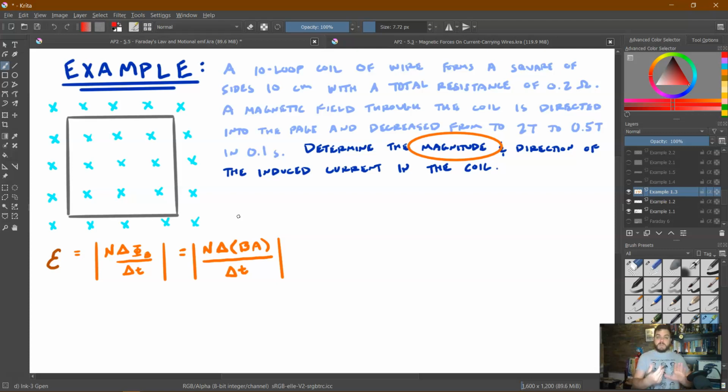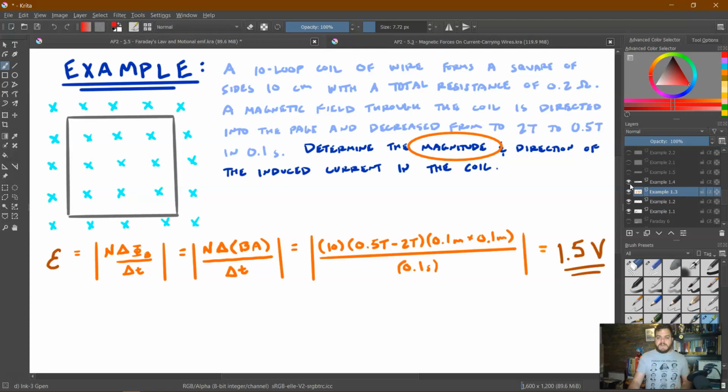Now these are arranged perpendicularly here, so in this case cosine theta will just be 1. So we just have the delta BA, where we have the change in magnetic field and the change in area. Well, the area doesn't change, but the magnetic field does. So taking this a step further, I'm going to have 10 loops for the loops of coil. I'm going to have the change in the magnetic field, which was 0.5 minus 2, final minus initial.